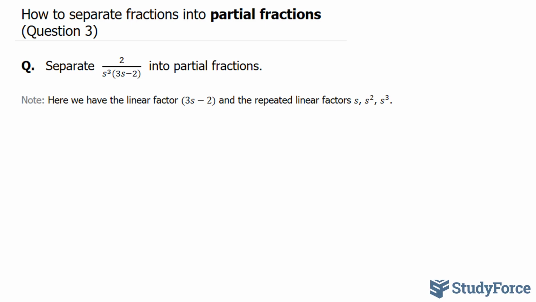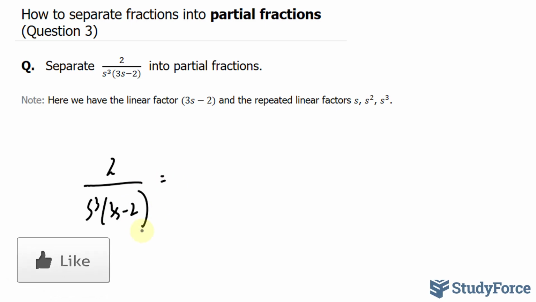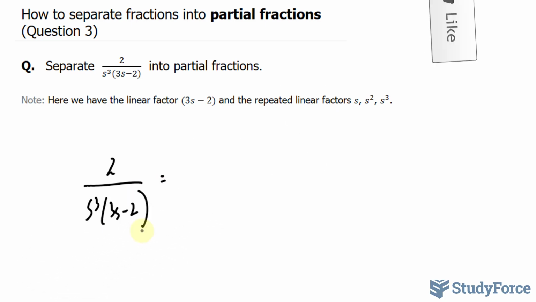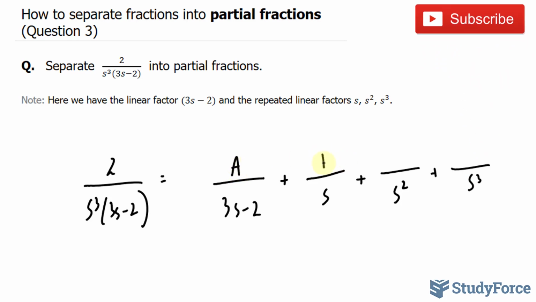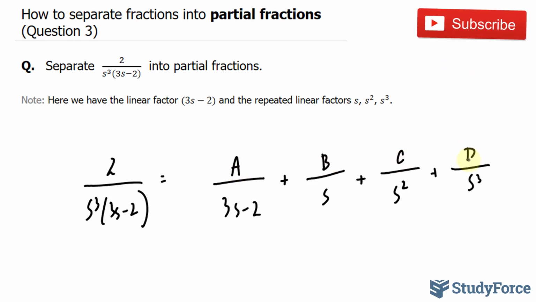So in this case, what we will do is rewrite this s to the power of 3 bracket 3s minus 2 and make that equal to each of the factors as their own fraction. So starting with 3s minus 2, we will create a fraction for this where that's the denominator, plus s to the power of 2 plus s to the power of 3. And we'll introduce an unknown in the numerator position of each of these. So I'll call the unknowns here a, b, c, and d.